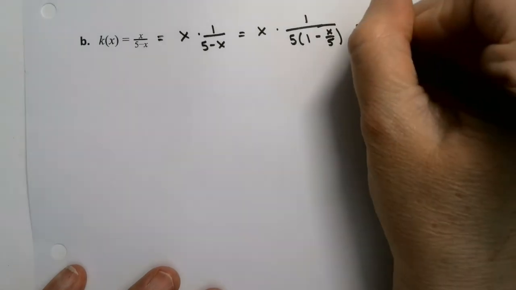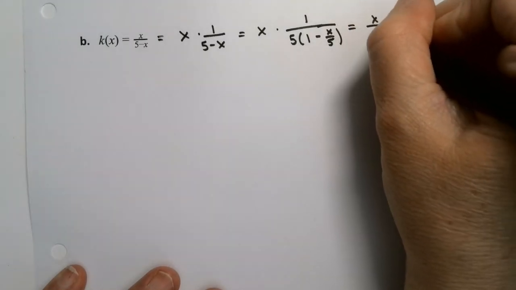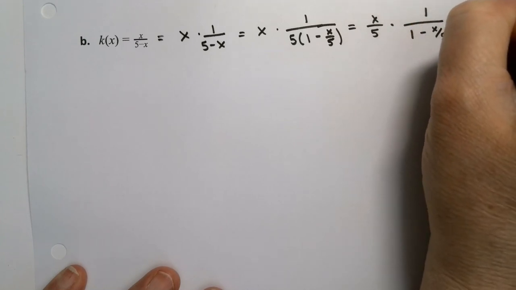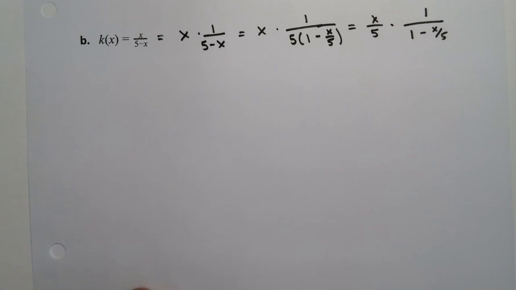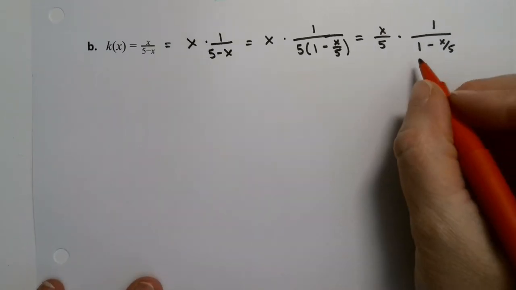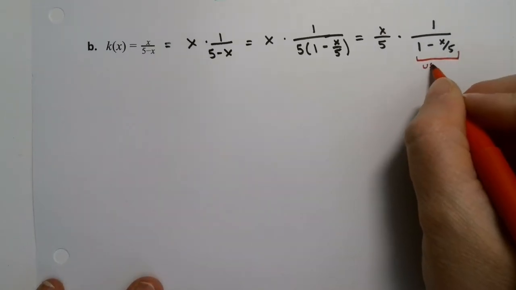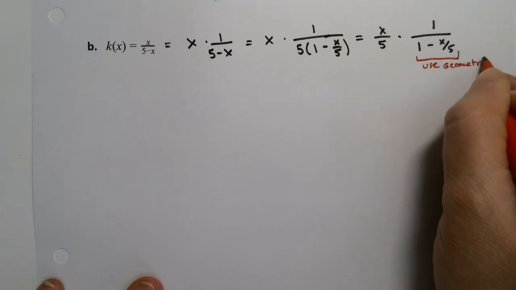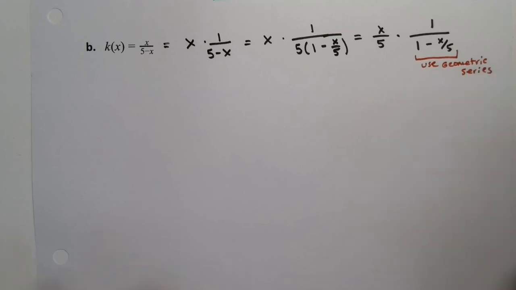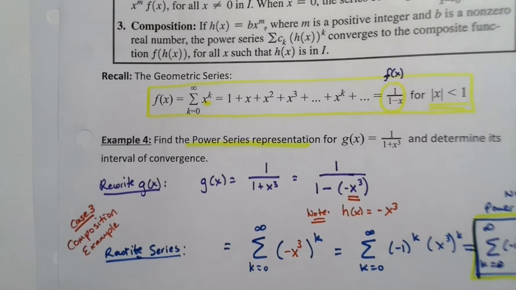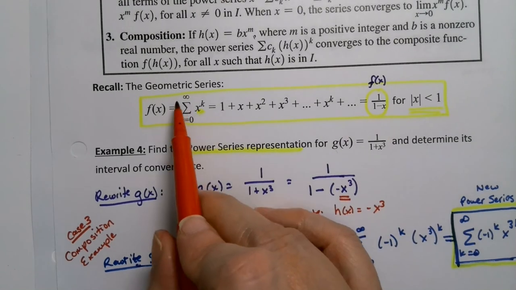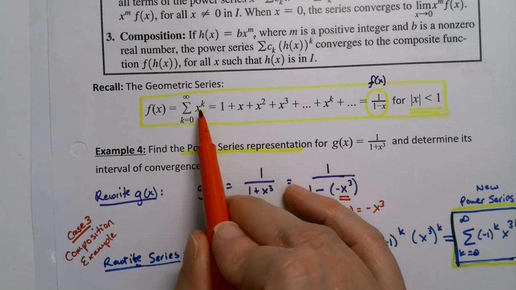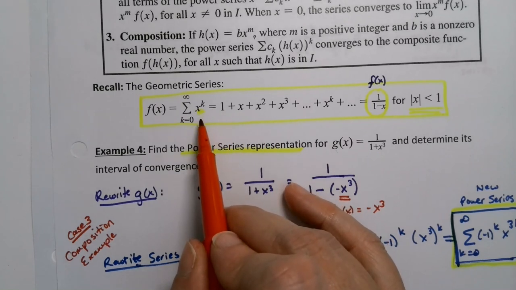Okay, so that would be x over 5 times 1 over 1 minus x over 5. Now, why am I interested in this? Well, because this one, I can use the series that I already know, which is the only series I know at this point, the geometric series that I highlighted on the previous page. 1 over 1 minus x would be this power series. So I'm going to have x over 5, but other than that, it's the same series. Right?